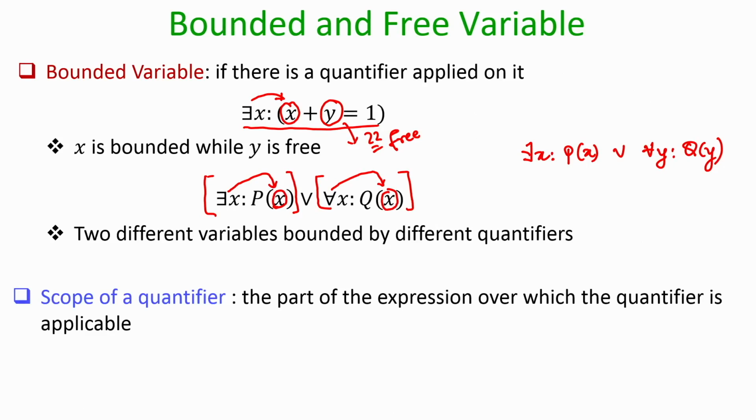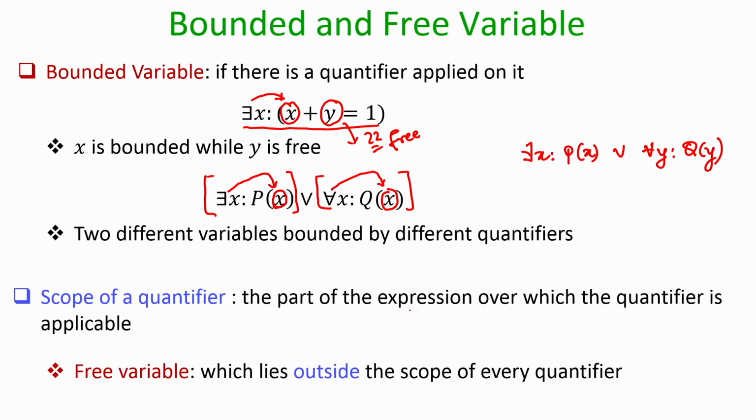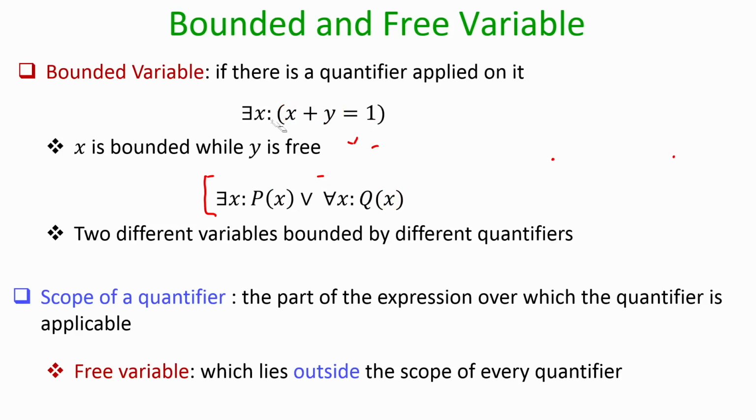Now, what is the scope of a quantifier? The scope of a quantifier is that part of the expression over which the quantifier is applicable. So, for instance, if I take this expression, this example, the scope of this quantifier is only limited to p of x. It is not applicable to for all x q of x. In the same way, the scope of this for all quantifier is applicable only to this q of x, it is not applicable to p of x.